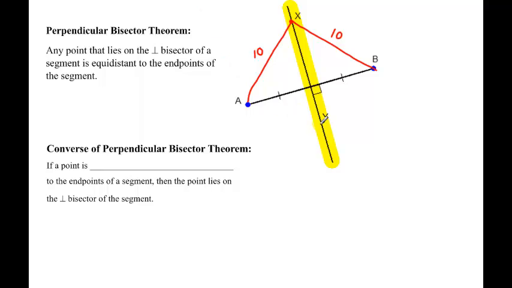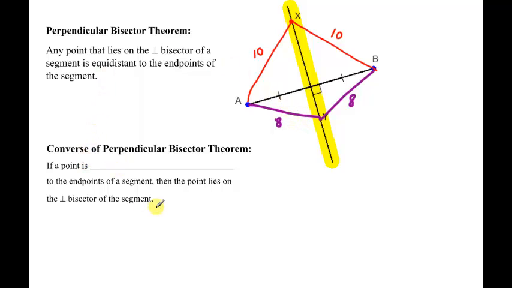Another example, let's take point Y, a little bit closer to the segment AB, but still going out to the two endpoints from Y, I'm going to get the same measurement. Not the same as before with the 10s, but maybe this is 8. It's going to be 8 on the other side. So these are just some examples.